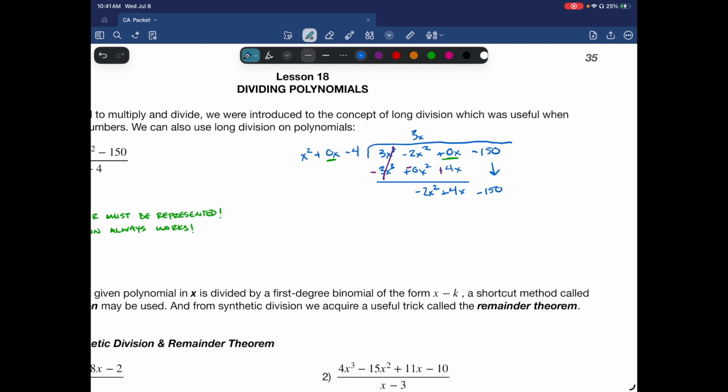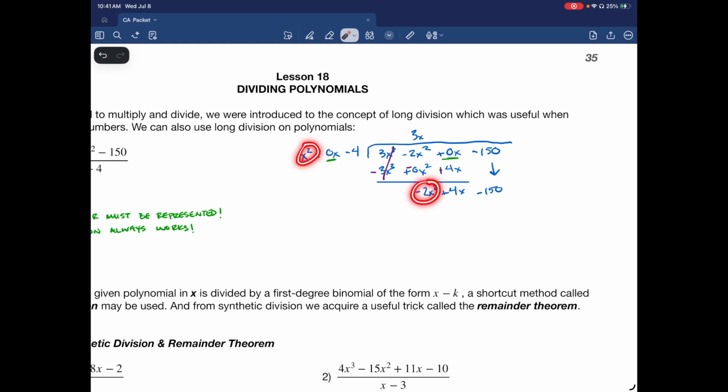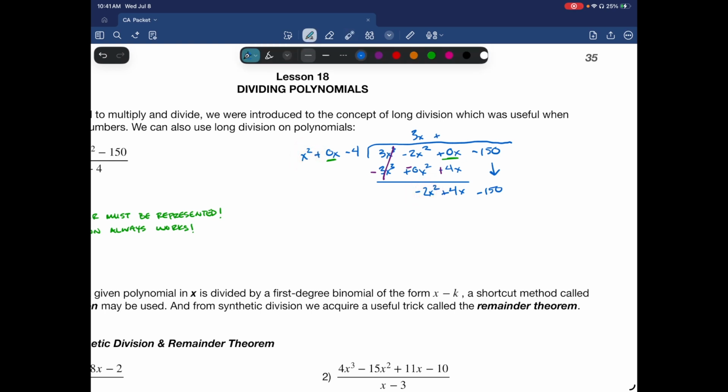All right, then I start the process again. x squared times what gives you negative 2x squared? Well, that's simply negative 2. So do it again. Negative 2 times x squared is going to give you negative 2x squared. Negative 2 times 0 is 0. And then negative 2 times negative 4 is going to be positive 8. All right, subtract your line, so you're changing all the signs. So you got positive, negative, negative. So that falls out. And so 4 plus or minus 0 is still 4. So I got 4x minus 158.